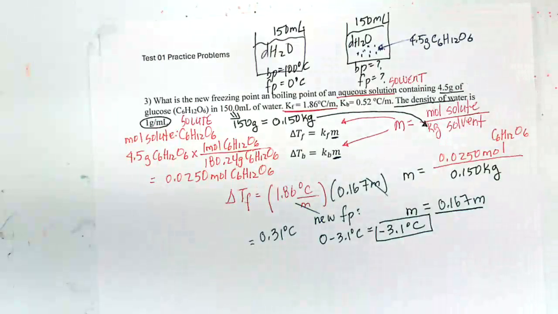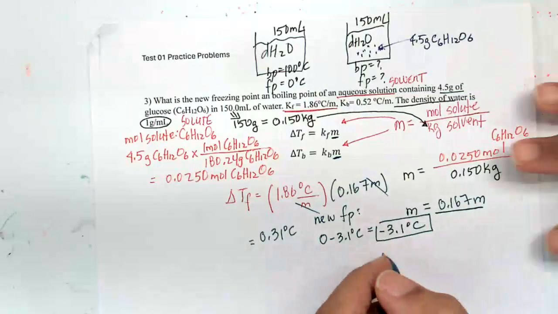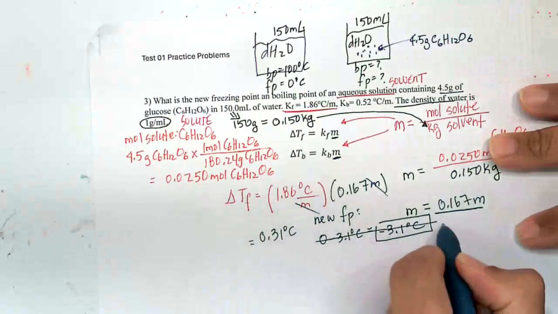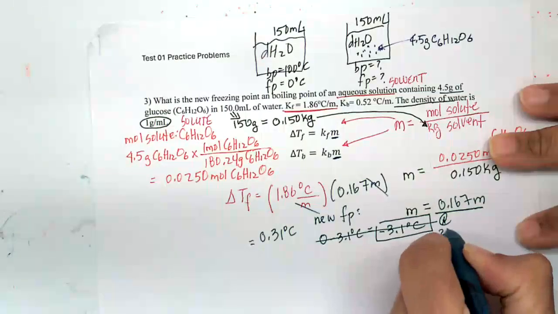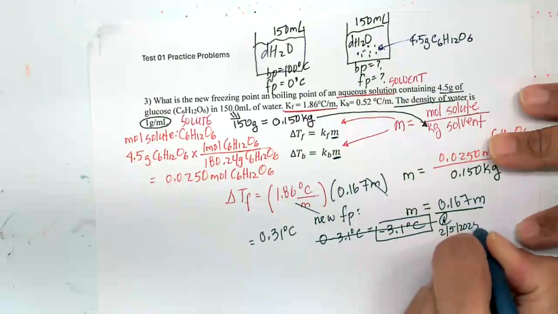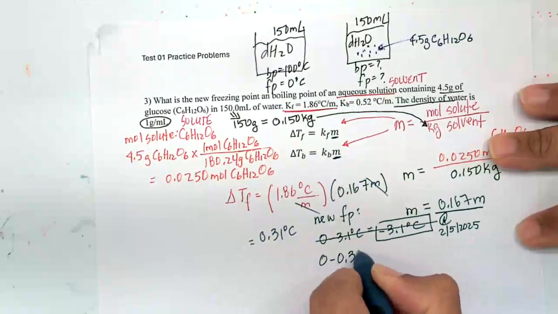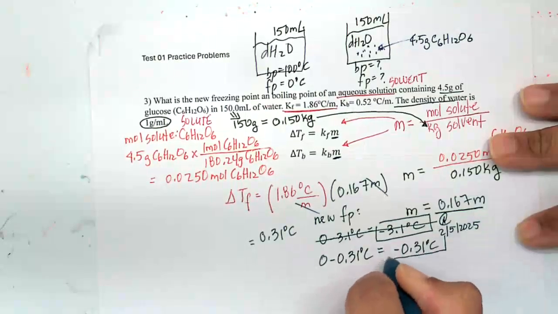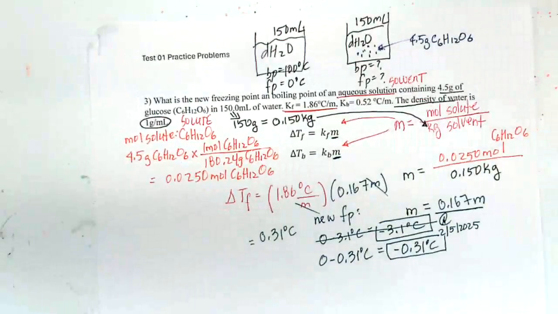Wait, why did you go from 0.31 to minus 3.1? Oh, it should be minus 0.31, right? Yeah, okay. 0 minus 0.31 degrees C equals minus 0.31 degrees C. All right, thank you. I did that error on purpose. I just wanted to see if you would catch it. Minus 0.31 degrees. So it goes down from 0 degrees to negative 0.31 degrees.